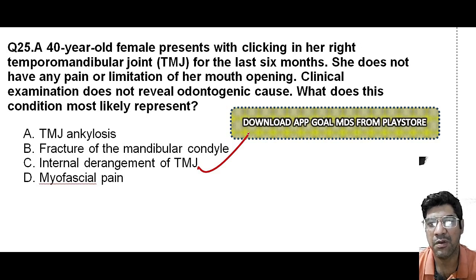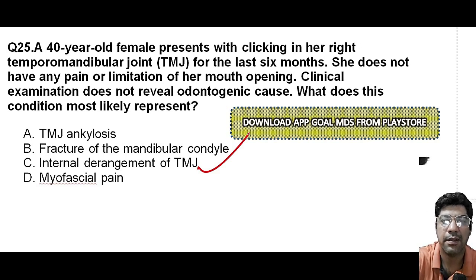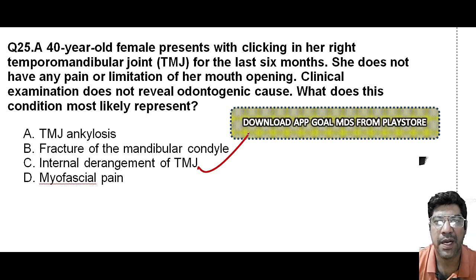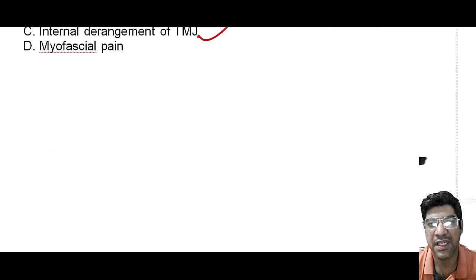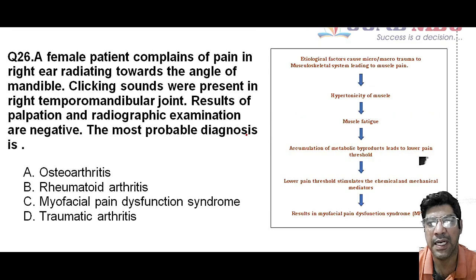Whereas TMJ ankylosis refers to the fusion or immobility of the TMJ, that would result in limited mouth opening. Fracture of the mandibular condyle could lead to pain, swelling, and limitation of the mouth opening. Myofascial pain involves muscle-related pain and is not directly related to TMJ clicking without other symptoms. So the answer is C.